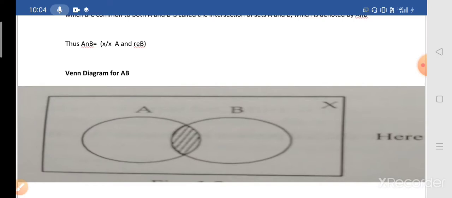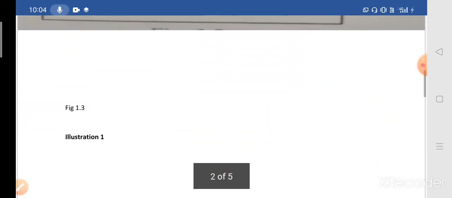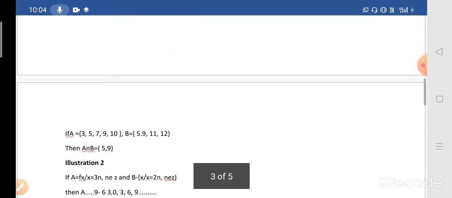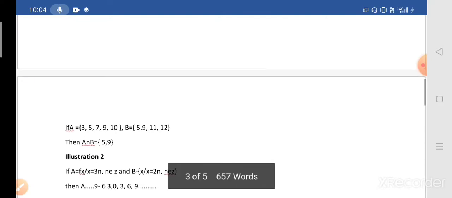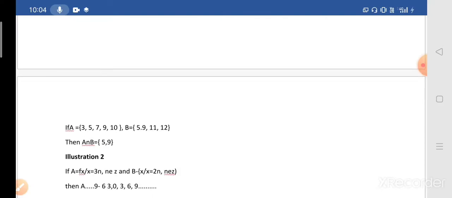Similarly, here is one example. If A is equal to 3, 5, 7, 9, 10 and B is the set 5, 9, 11, 12, observe the common elements of A and B, denoted A intersection B. Then A intersection B is equal to 5, which is common to both, and also 9 is common to both. Other elements are not common, so A intersection B is 5 and 9.